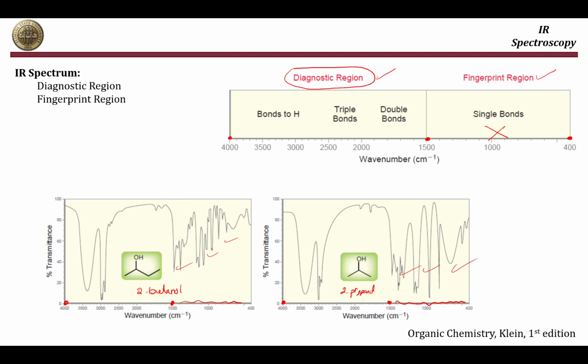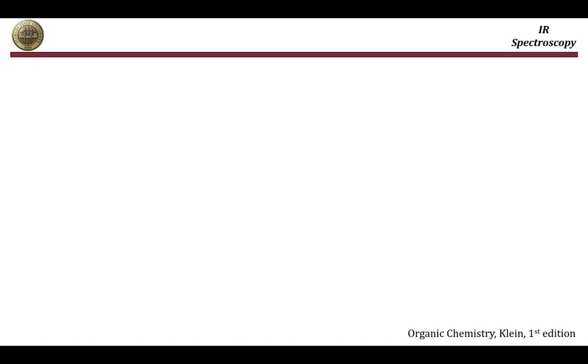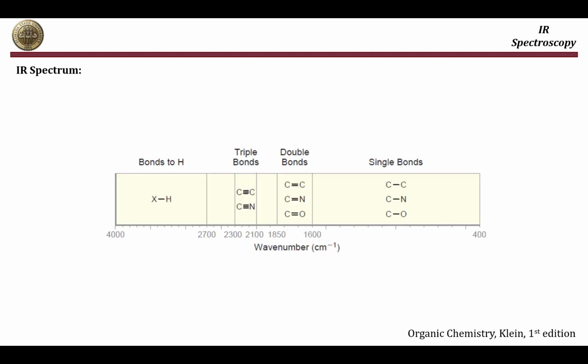So in order to be able to identify the different types of functional groups that exist, our main focus will be on this region, which is here, which is the diagnostic region. So we will be mainly focusing on the peaks which exist in this area here, and those will tell us what type of bonds exist in a compound. So let's look at this in more detail.